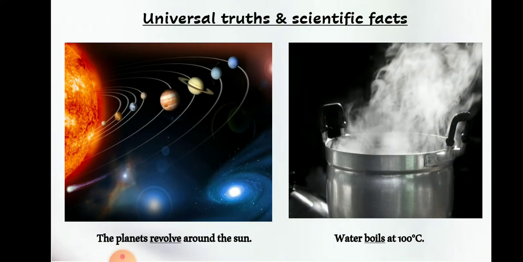Next, we have universal truths and scientific facts. Universal truths and scientific facts must always be written in simple present tense because these are unchangeable facts. These facts will not change with the change of time and are true for all times. Example, the planets revolve around the sun. Water boils at 0 degrees Celsius.